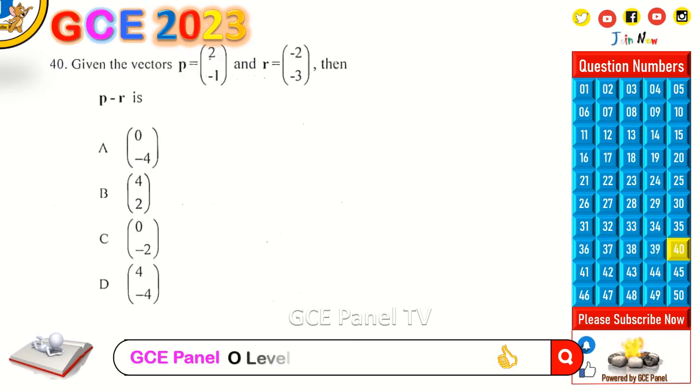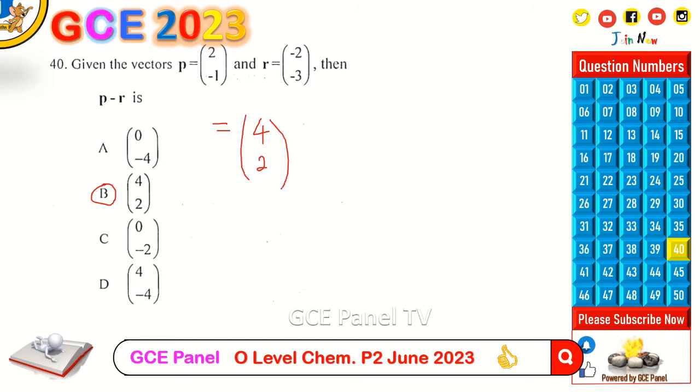Question 40. Given the vectors P equals (2, -1) and R equals (-2, -3), then P minus R is, so P minus R will be equal to, for the first value, 2 minus -2. That will give us 4. Then -1 minus -3. That will give us -1 plus 3, which is equal to +2. So our key here is B. You just do the simplification in your books and you see that this is the result.